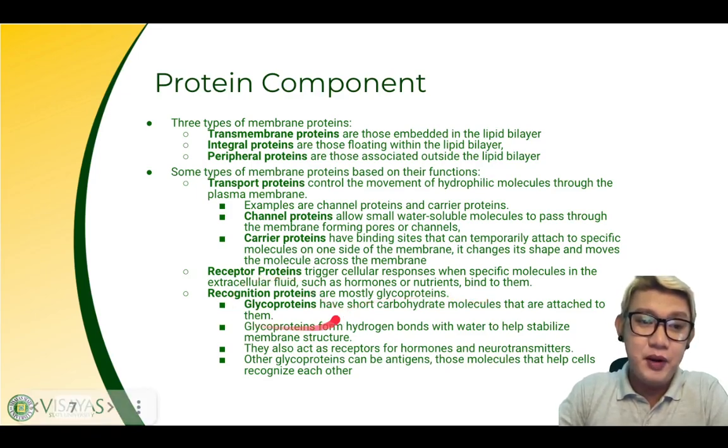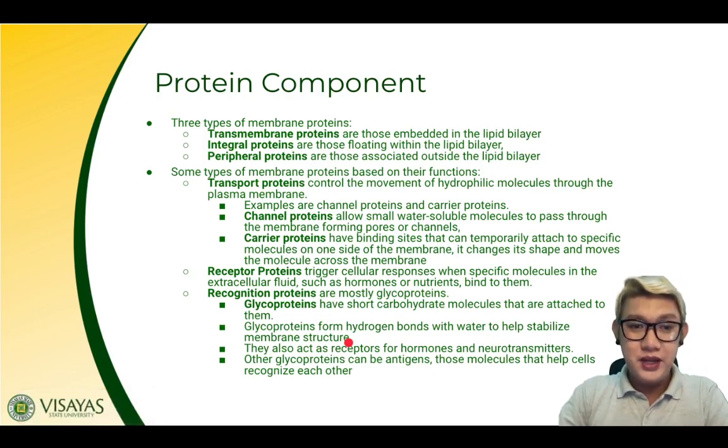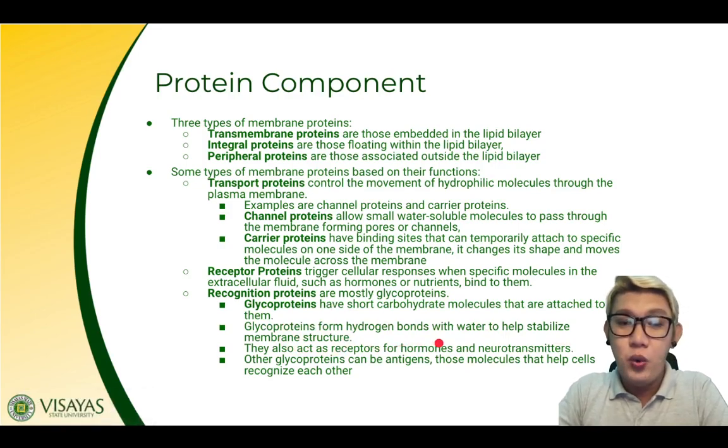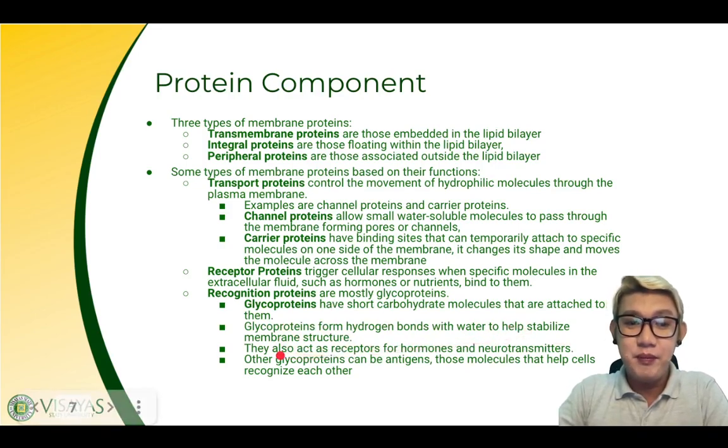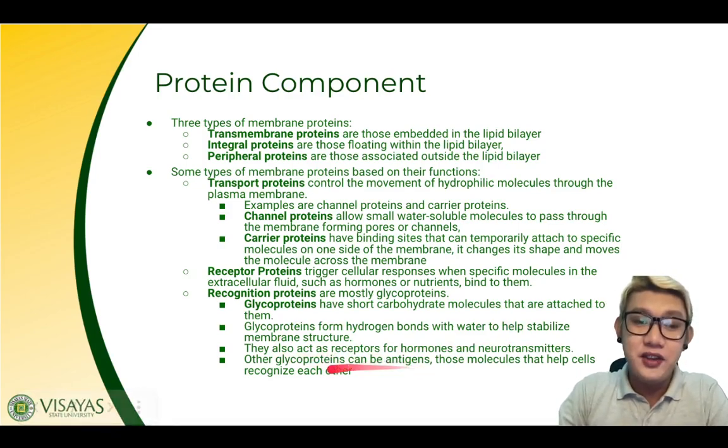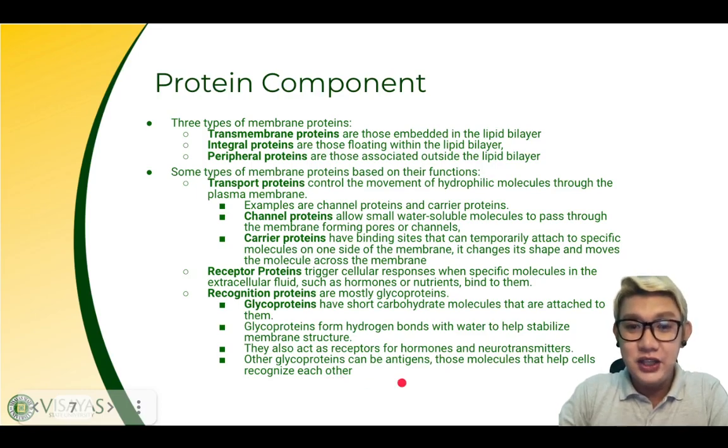The other type are the recognition proteins, which are mostly glycoproteins. Glycoproteins have short carbohydrate molecules attached to them. They form hydrogen bonds with water to help stabilize the membrane structure. They also act as receptors for hormones and neurotransmitters. And other glycoproteins can be antigens as well.